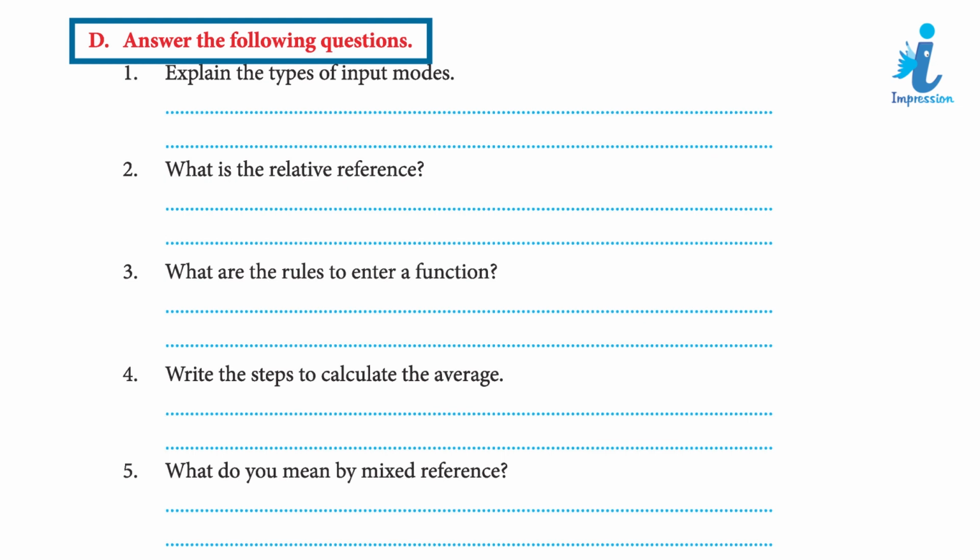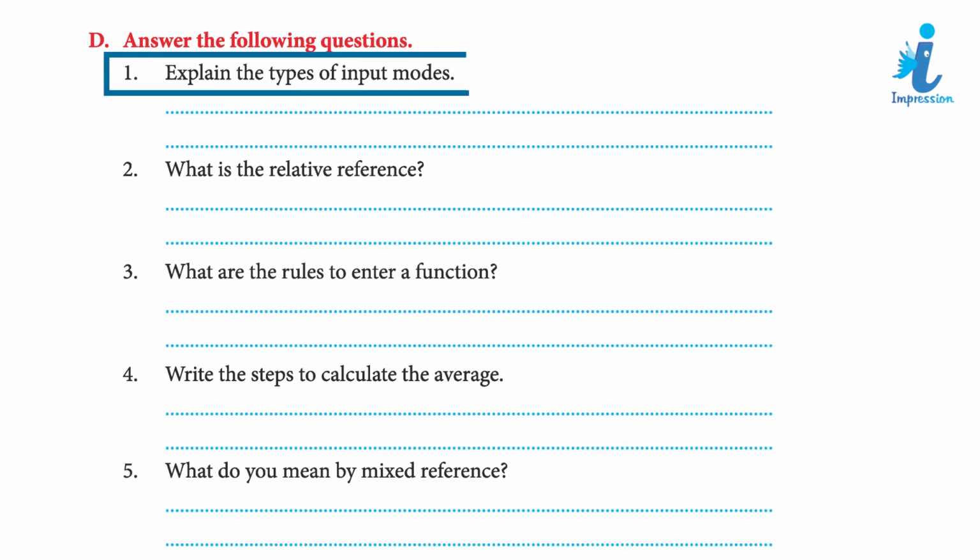D. Answer the following questions. 1. Explain the types of input modes. Answer: 1. Enter mode. This mode appears when you type the equal sign to begin the formula. It is the mode you use to enter text. 2. Point mode. When we press any navigation key on the keyboard, Excel enters point mode. This is the mode you use to select a cell or range as a formula operand. 3. Edit mode. Excel enters edit mode when you press the F2 key. This is the mode you use to make changes to the formula.